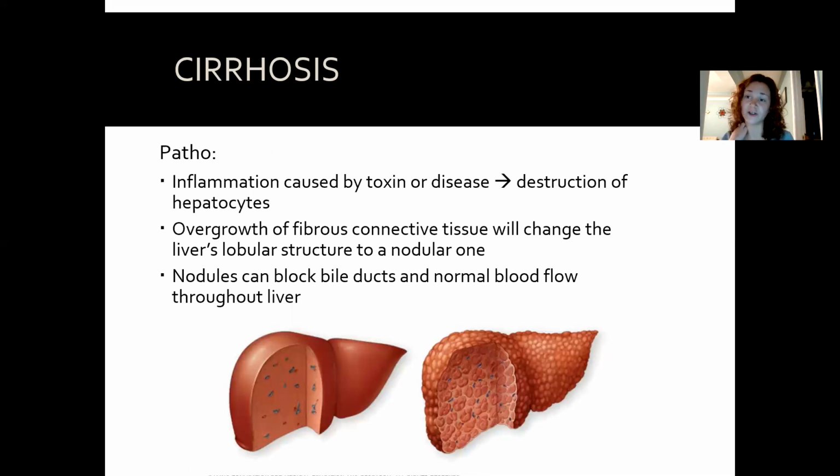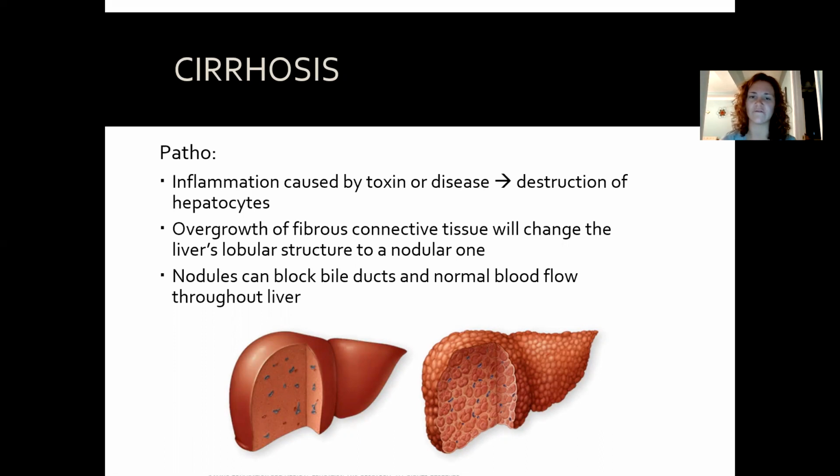So the pathophysiology of cirrhosis is that there's inflammation of the liver caused by a toxin or disease, which causes destruction of hepatocytes or liver cells. This can be from an acute or repetitive overdose of certain medications or toxins. It can be from chronic alcohol use. Chronic uncontrolled hepatitis can cause this.